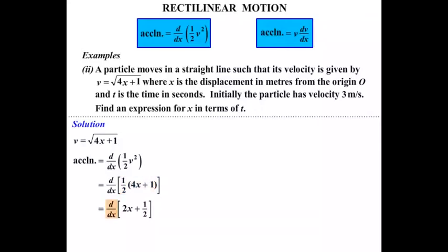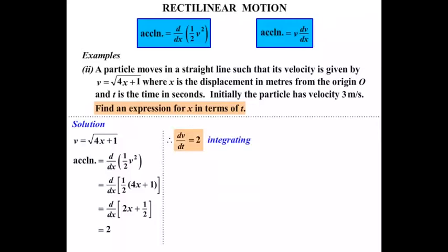Now let's find the derivative. d/dx of 2x is simply 2. And the derivative of a half is just nothing, so let's ignore that. So at this point, we've now got the acceleration equals 2. We can therefore write dv/dt equals 2. And the reason we've written that is because we need to find an expression for x in terms of t. So hence we brought in dv/dt.